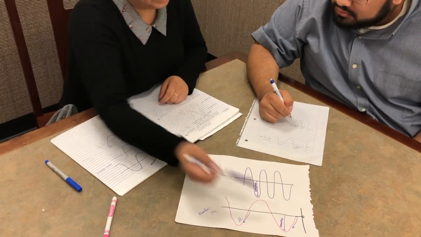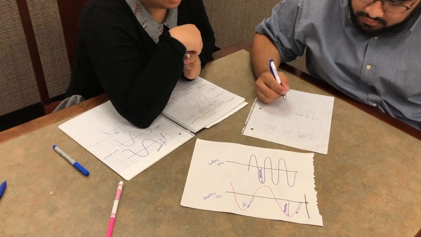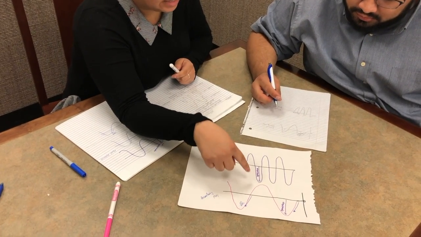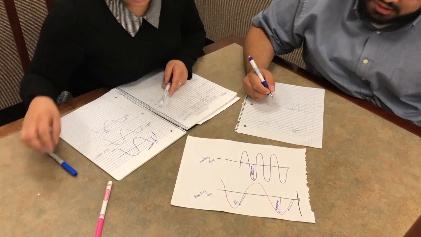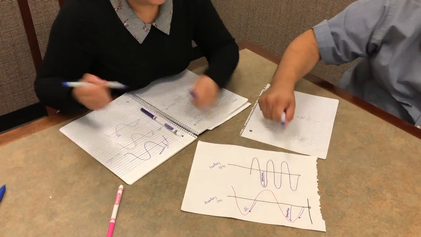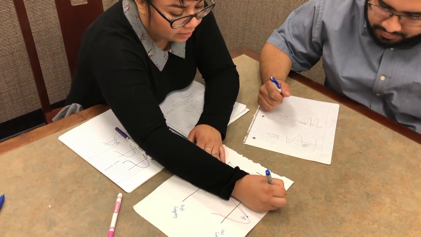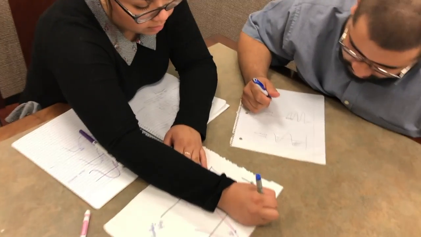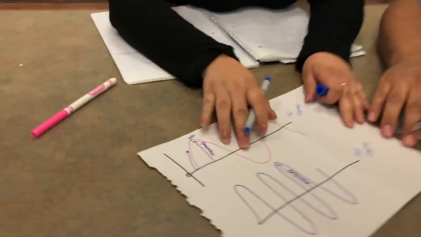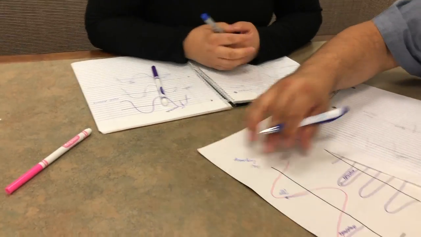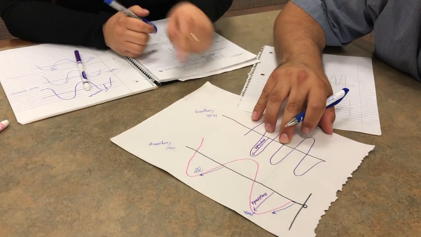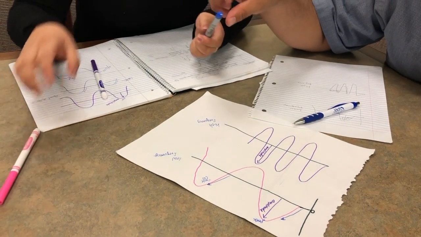Okay, so we know this is the 0 line, and the peak is the tip, right? Yes, that's the peak, it's not the bottom. So then this spot is peak. I think we have to label the one cycle for this one. Right? Okay, so let me try it out.